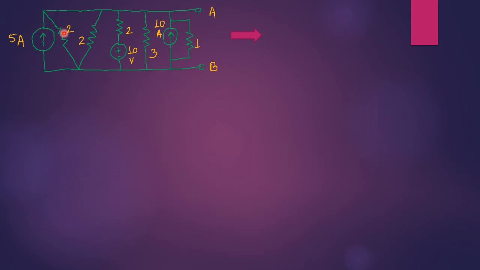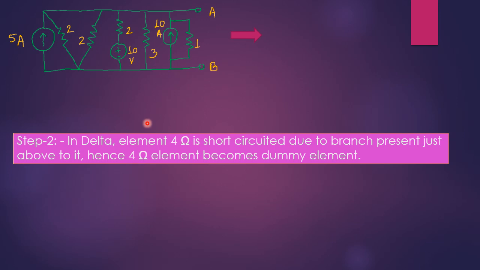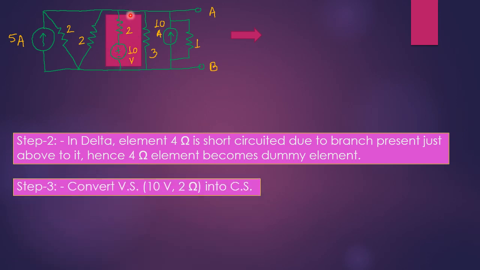Just check this 5 ampere source. Now it is connected in parallel with 2 ohm. Now we have a voltage source. Let us apply the next step, but first let us check what we did in the last step, step number 2: we removed this 4 ohm dummy element. So now step number 3: convert this voltage source of 10 volt, 2 ohm into a current source.